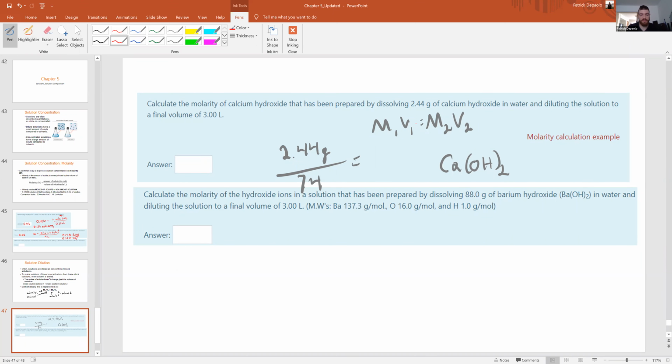So hold on a minute, where's the thing? Here we go. 0.033 moles. They're asking for the molarity of it. So this is another molarity question. But basically you're taking that 0.033 moles, dividing it by the total volume, which is 3, and you get probably 0.011 molarity. Okay.